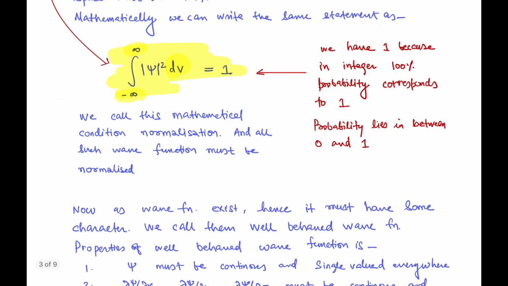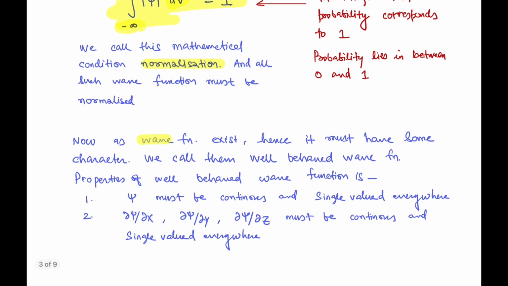We call this mathematical condition normalization. So every wave function must be normalized. That means the particle associated with that wave function should exist somewhere in the whole universe. Now, as the wave function exists, it must have some character, and we call them well-behaved wave functions.